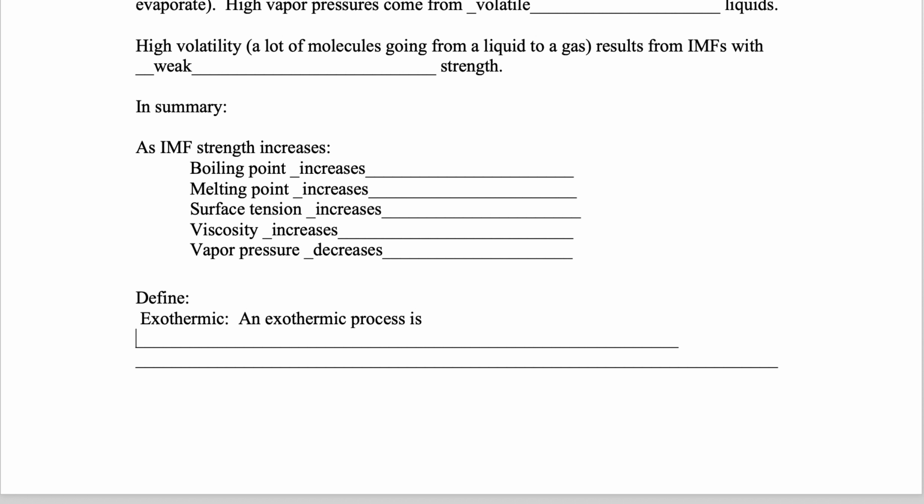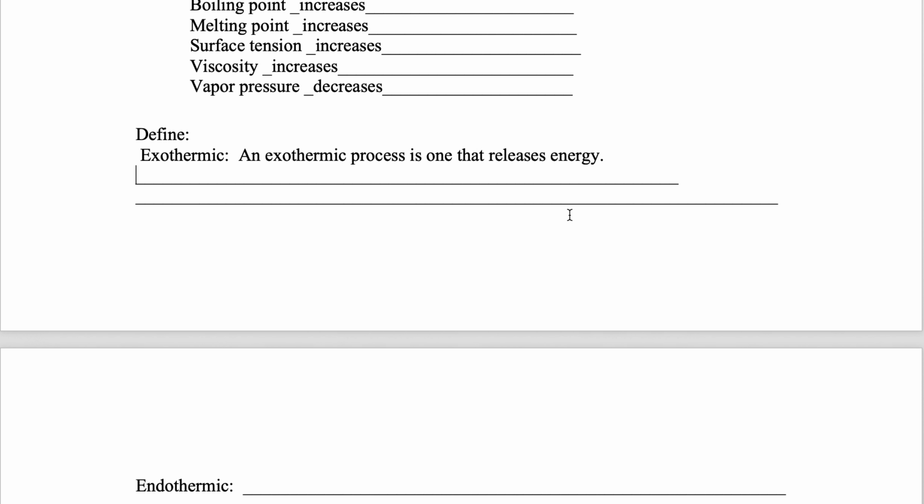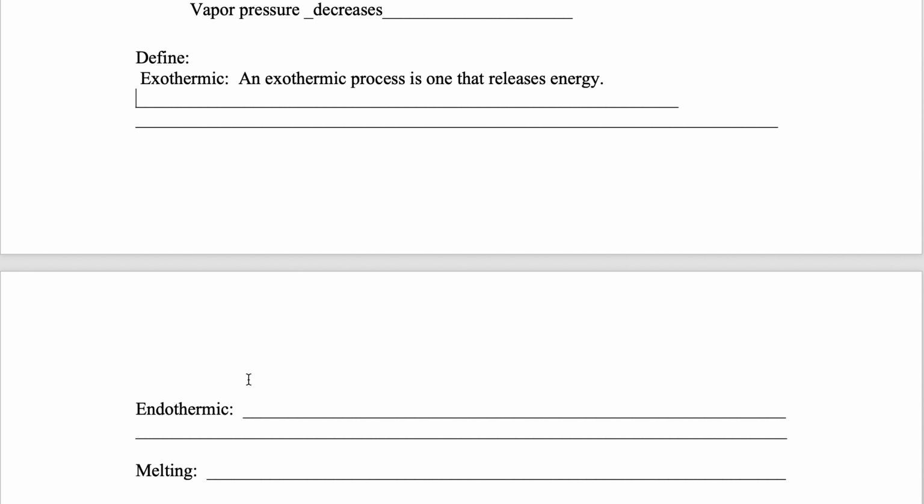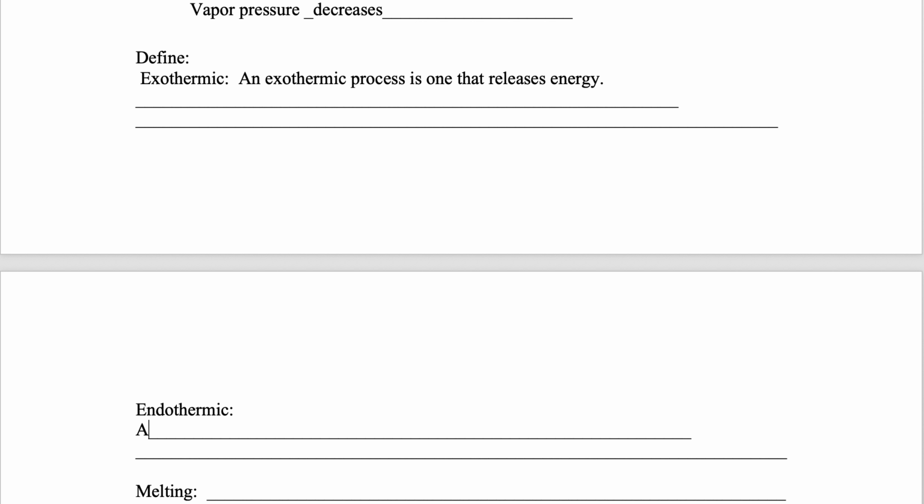So an exothermic process is one being the process that releases energy. I'm just going to say releases energy. That's all I'm going to say. If you're holding an exotherm in your hands, it will feel hot. Alternatively, an endotherm or an endothermic process is one that absorbs energy.